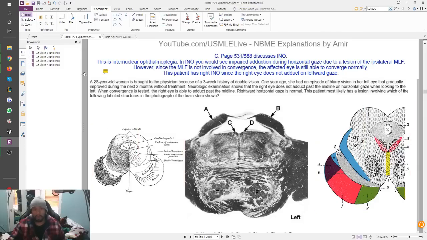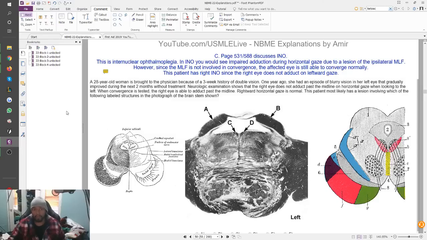So a 28-year-old woman is brought to the physician because of a 3-week history of double vision. 1 year ago, she had an episode of blurry vision in her left eye that gradually improved during the next 2 months without treatment. And as soon as they give you that, you kind of have an idea that she most likely has multiple sclerosis.